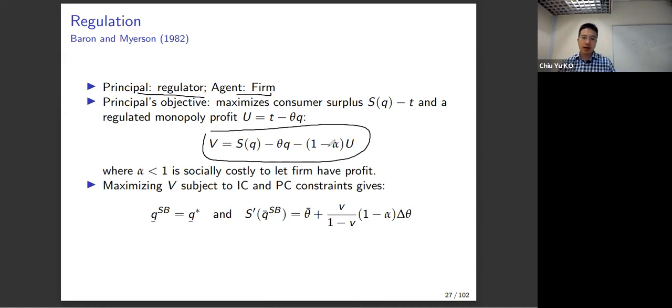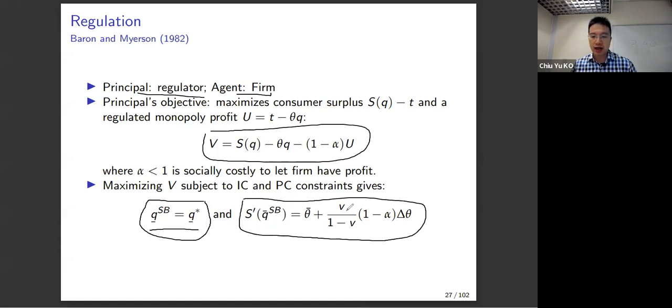right? And the slight difference is there is a 1 minus alpha on U, right? It's costly to leave the profit to the firm, right? Because you care about social surplus a little more, okay? So in that case, you would make this assumption there, okay? And you can actually solve it, showing that the efficient type still does efficiently. The inefficient type, okay, you have some inefficient component there, okay?